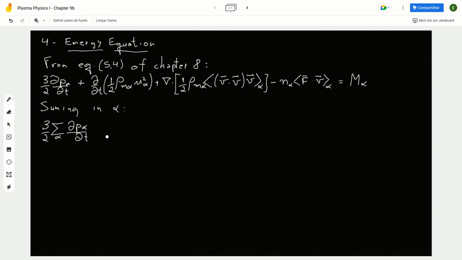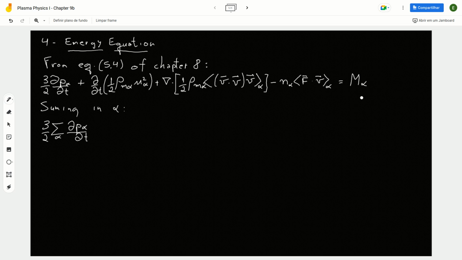Okay. The problem is you have this sum here, and it does not appear in the energy equation in the book. It doesn't tell you what happened with this term. This term just disappears in the equation in the book. If you check equation 4.1 of chapter 9, after he has summed everything, you'll see that this term is missing. You don't have the sum of this term in the equation, and also you don't have the sum of the collisional term.